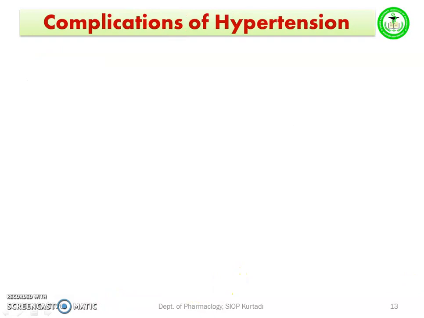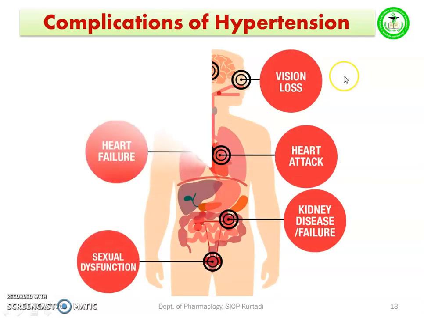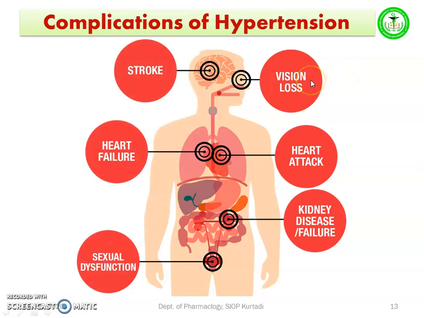Now, finally, complications of hypertension. The major complications of hypertension are seen as vision loss. Due to the hypertension, there may be the occurrence of heart attack, kidney disease or failure of kidney, sexual dysfunction, heart failure and stroke. So all these are major complications of hypertension.